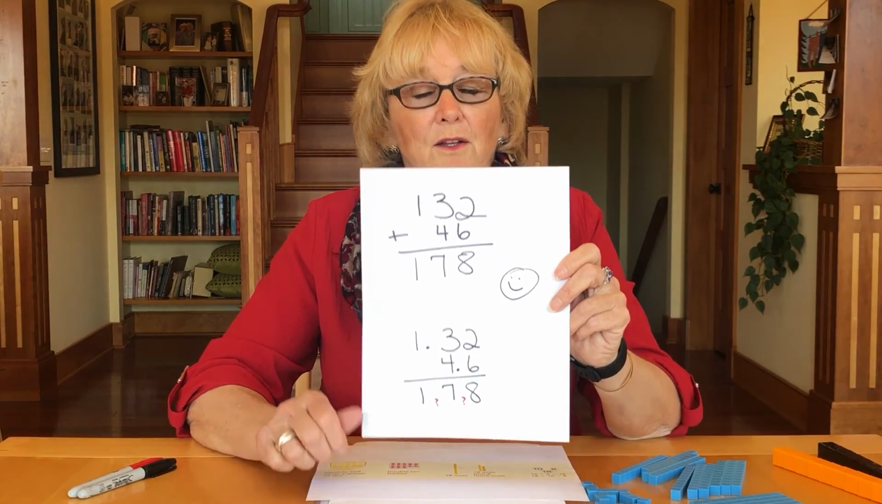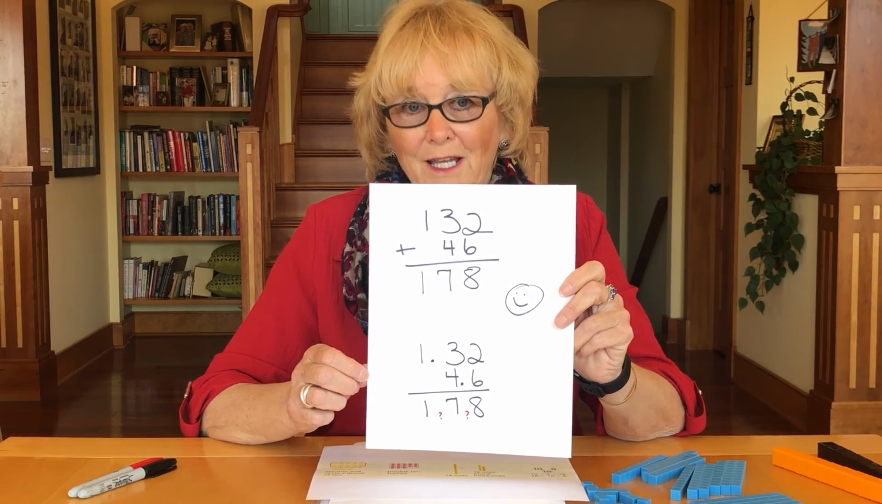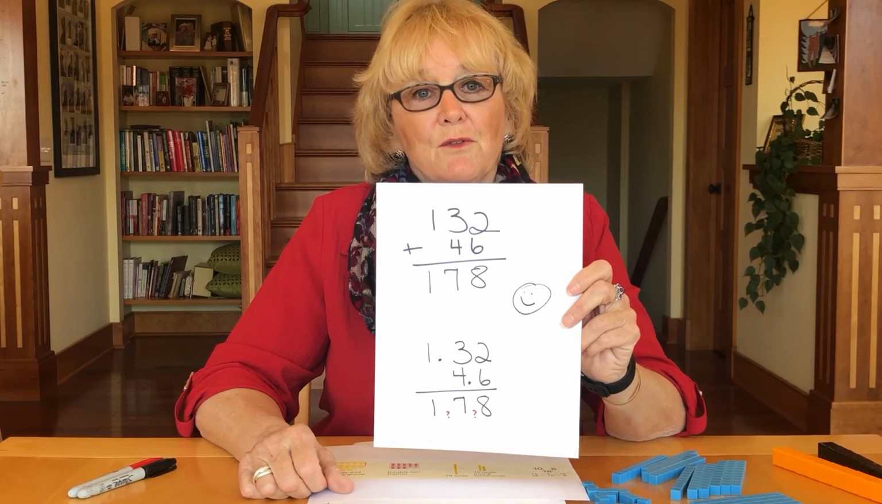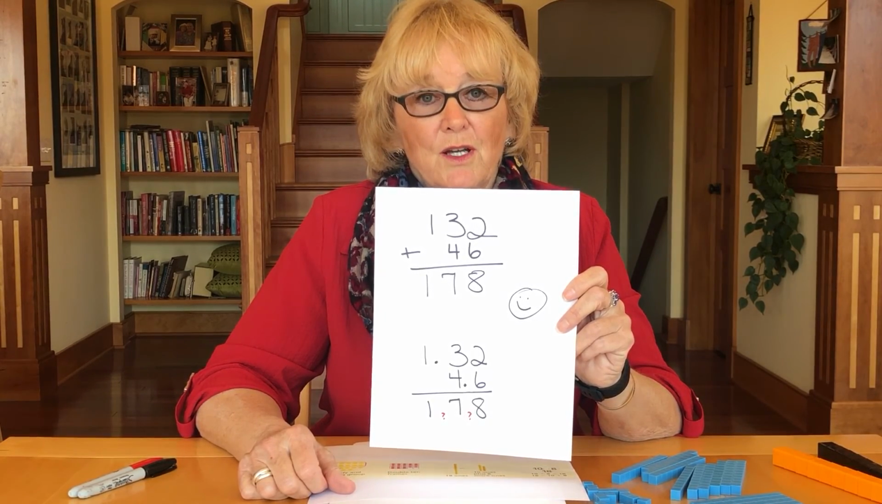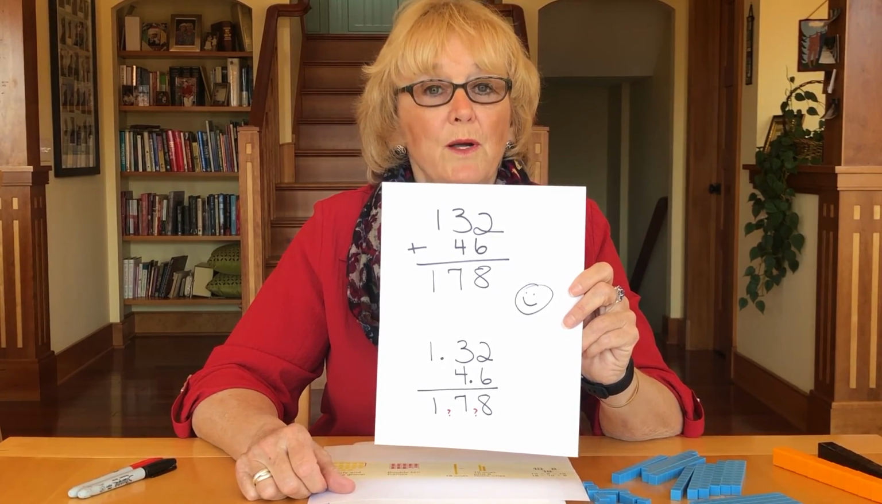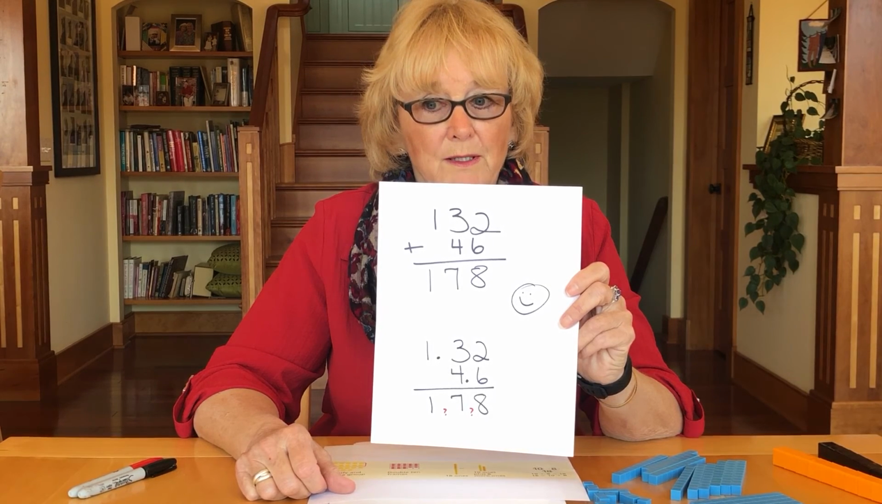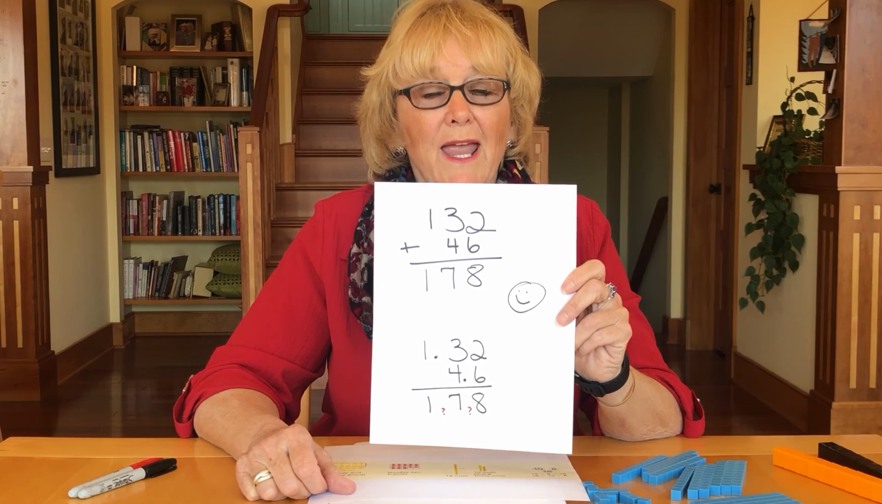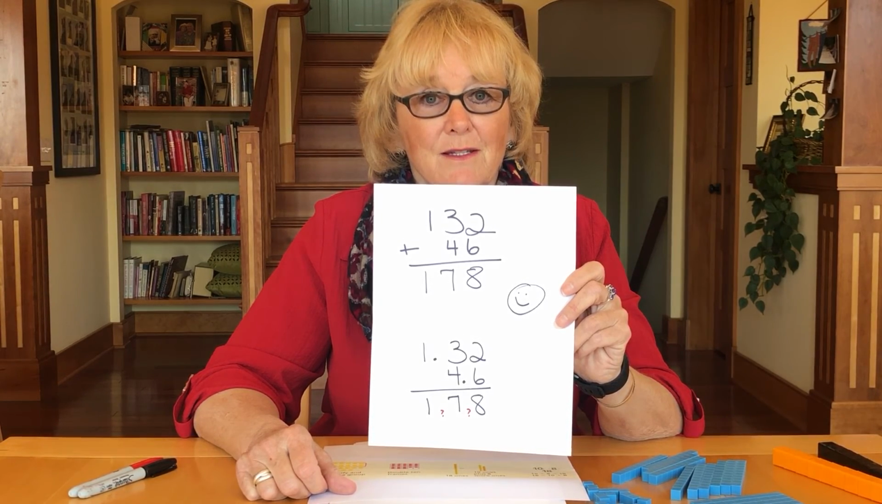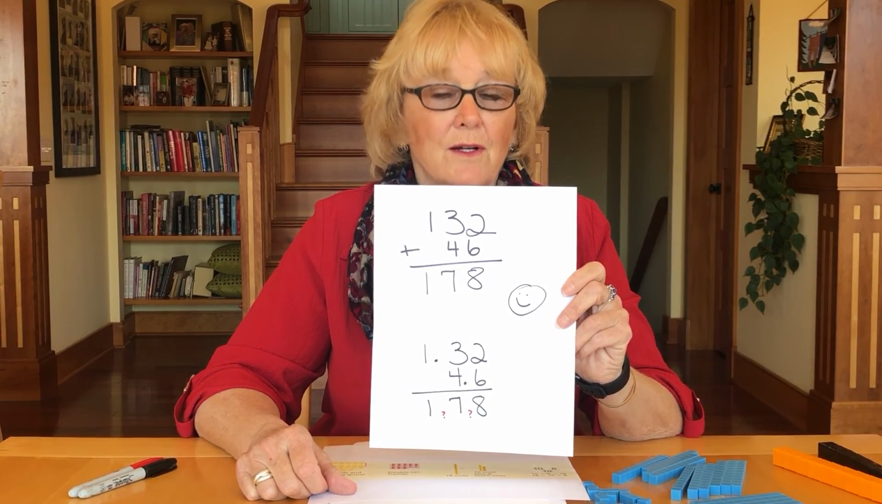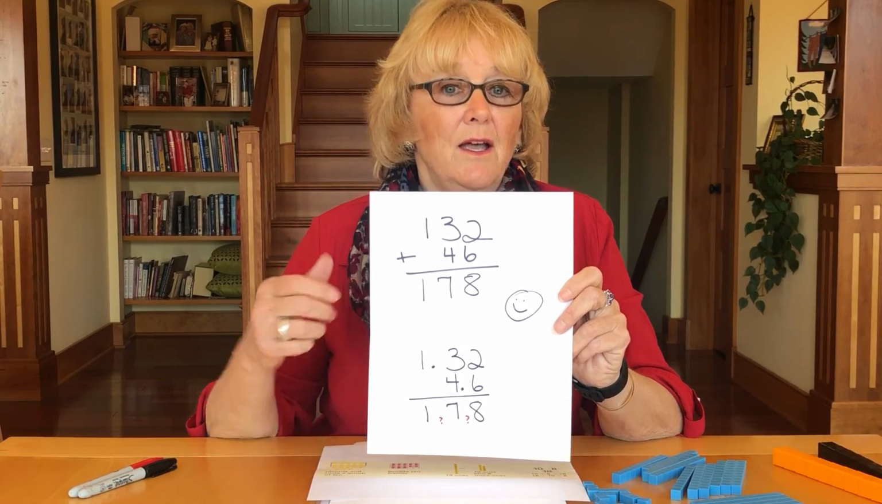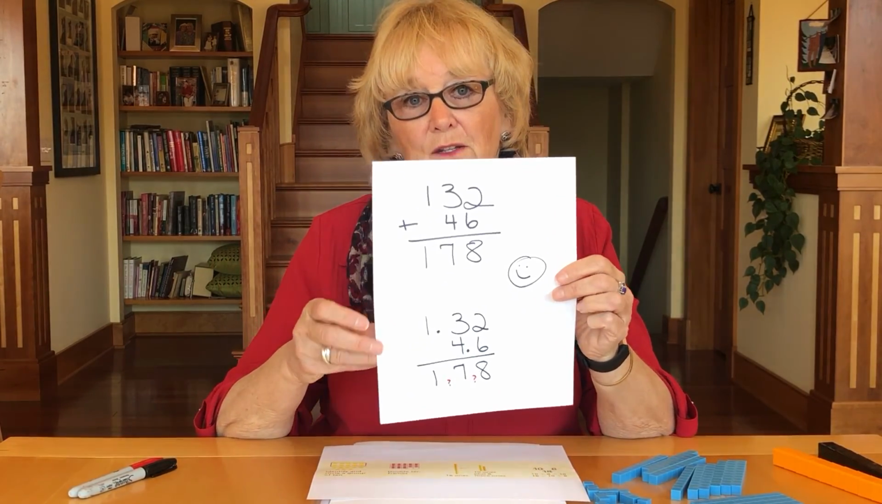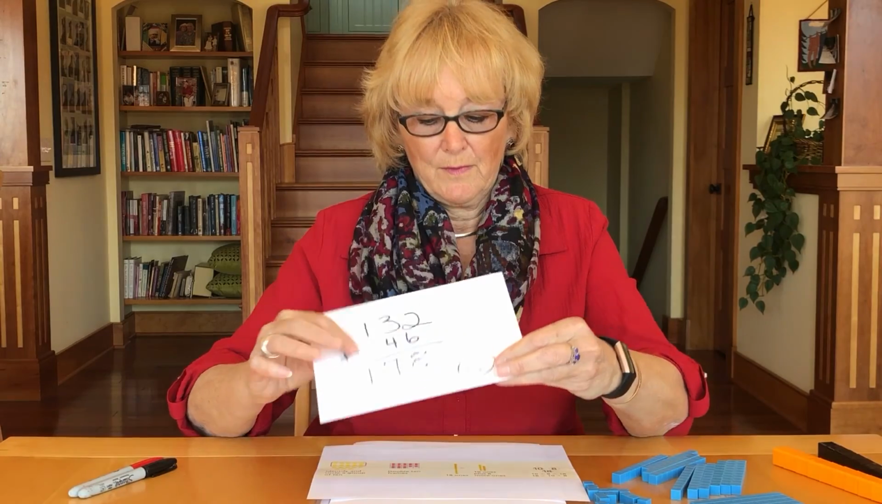Before I move on, though, I'd like to make a comment about language. Please try to avoid the sloppy language of reading this problem as 1.32 plus 4.6. To read it correctly, we should be saying 1 and 32 hundredths added to 4 and 6/10, emphasizing the place value that's going on in this problem.